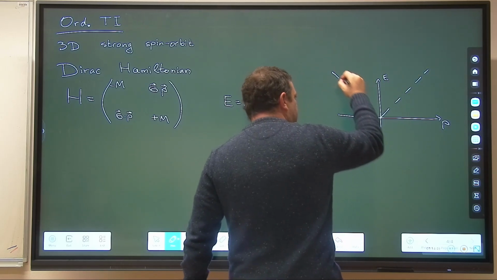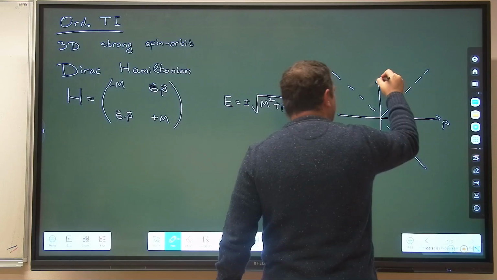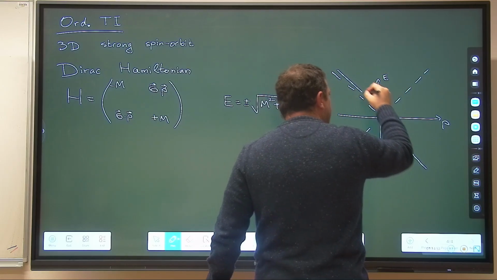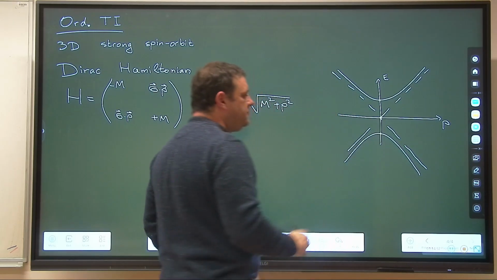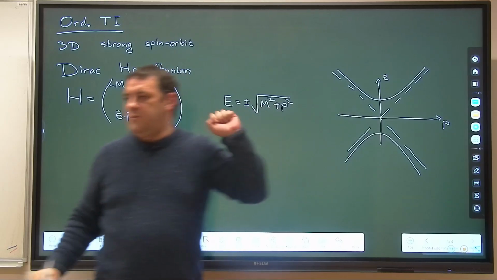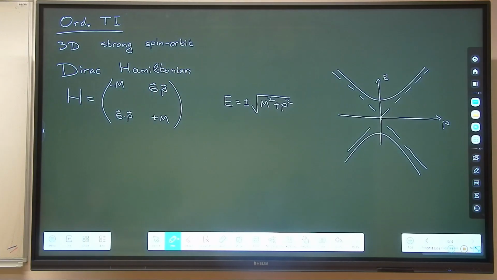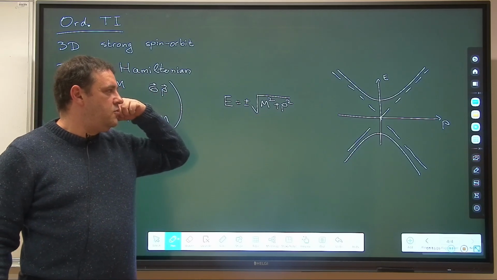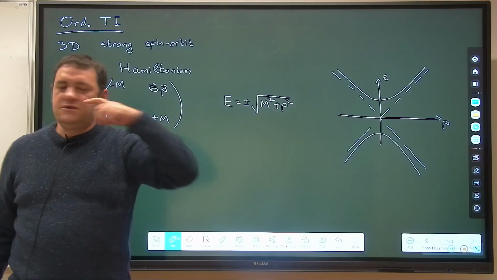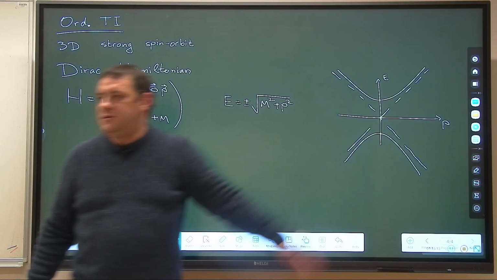This is like an imaginary straight line, and then this is the spectrum. There is a positive branch and negative, and the gap is m, plus m and minus m. And when Dirac first proposed this Hamiltonian and found this spectrum, he said, wow, I have too many states here, not only positive energy, but also negative energy.